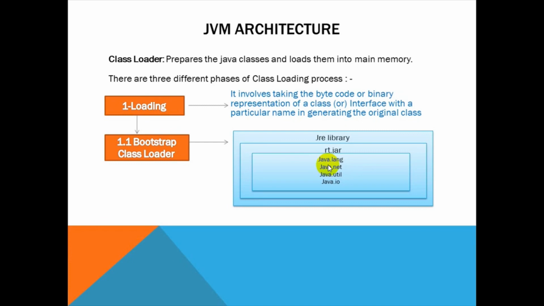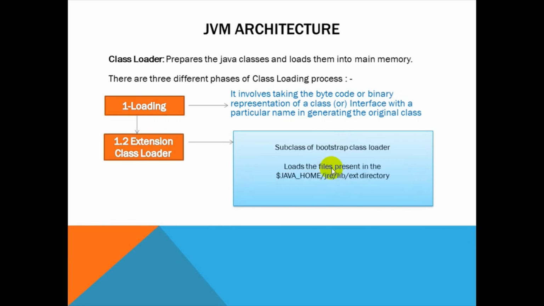For example, when you print something in Java, you write System.out.print. The System class here is loaded from the java.lang package. Now, we don't have to do anything explicitly to load this. It is automatically loaded by the Bootstrap class loader.